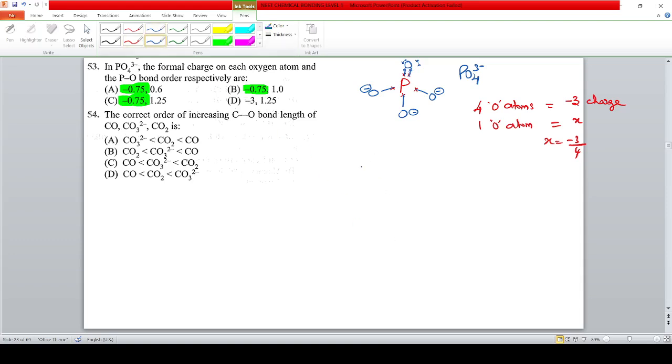Then, bond order. What is the formula for bond order? For structures having resonance, what formula did we teach for bond order? Number of bonds by number of resonating structures. So let's see how many bonds there are in total here: 1, 2, 3, 4, 5. There are 5 bonds, sir.